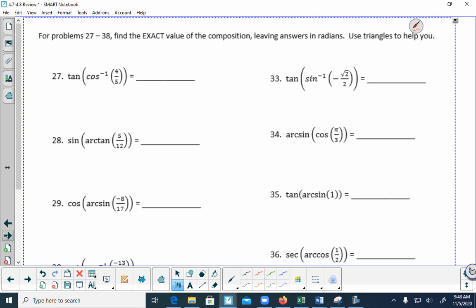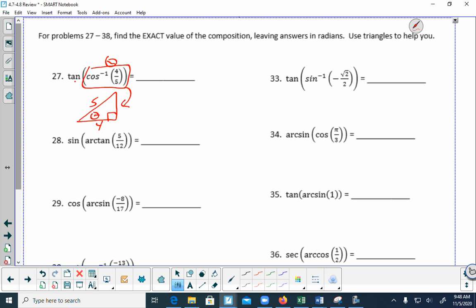Okay, these ones, find the exact value of the composition, leaving answers in radians, using triangles to help you. So I'm going to use a triangle for every single one of these. When I have the cosine is 4/5, what I'm going to do is draw a triangle. I am going to put this angle here. And if the cosine was 4/5, that means the adjacent side would be 4, the hypotenuse would be 5. So this basically gives me this triangle, and now this is all theta.